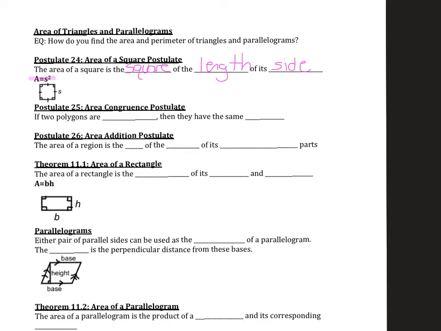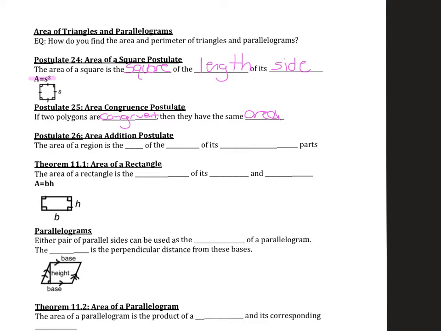Postulate 25, area congruence postulate. This one's pretty much common sense. It says if 2 polygons are congruent, remember congruent means exact same size, then they have the same area. Well, that makes sense. If the shape is the exact same size, its area is going to be exactly the same.